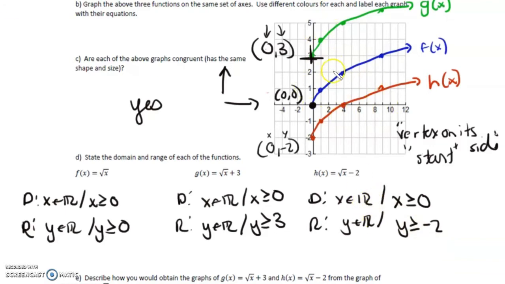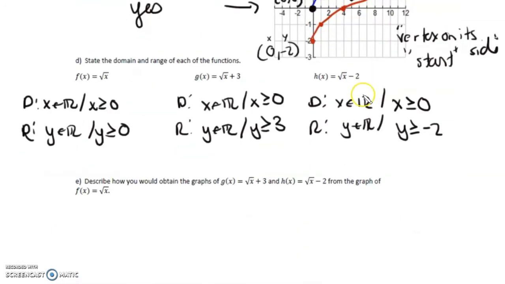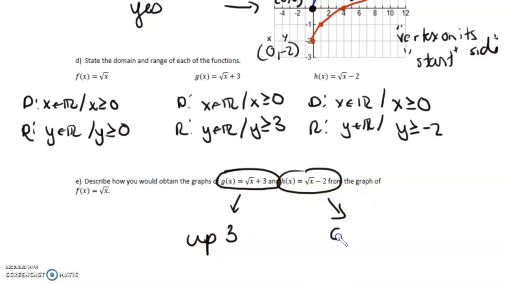So taking a look at these graphs, we know that the blue one is the base function, the green one is moving up, and the red one's moving down. So when we want to describe what's going on with these graphs, this graph here moves our root x function up 3. This graph here moves our root x function down 2, and we'll put units. We don't know what the units are, so it's the general form.